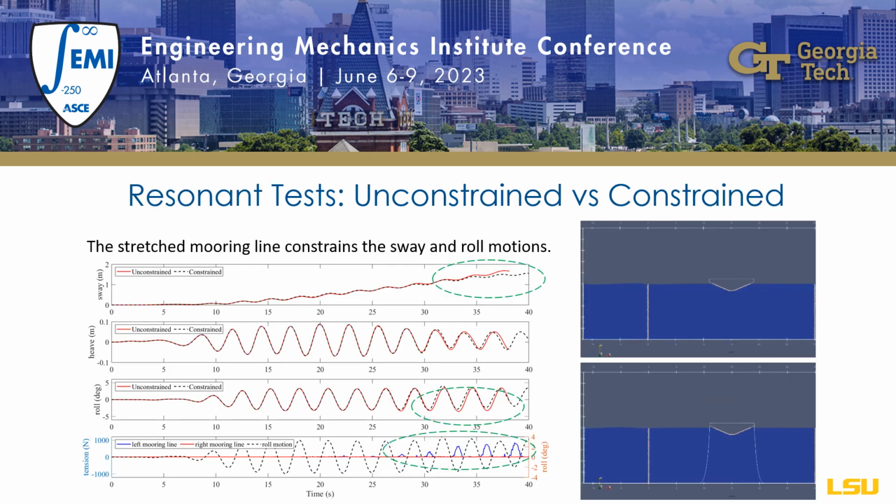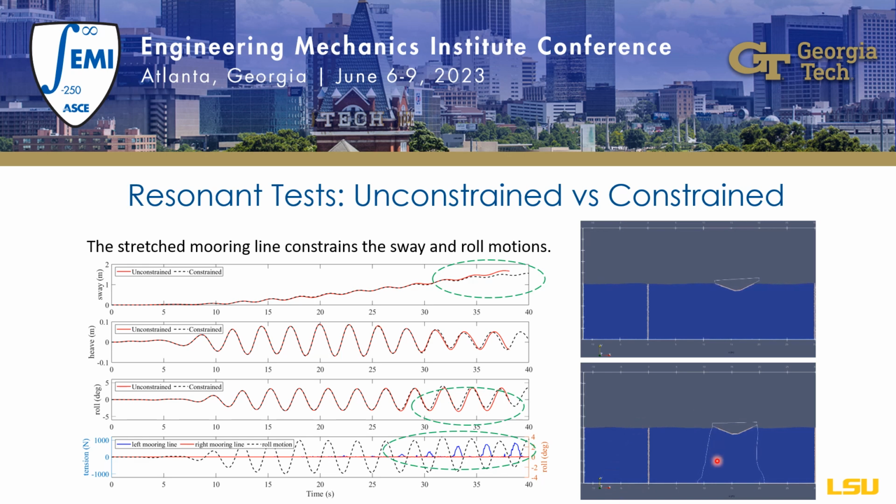So the first comparison shows how the mooring line affects the structural response. Both structures are not equipped with TLD. When the mooring line is stretched, it can restrict the horizontal drift. Besides, it slightly reduces the roll angle when the floater is rotating clockwise.